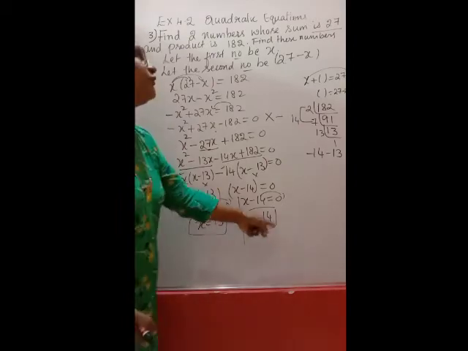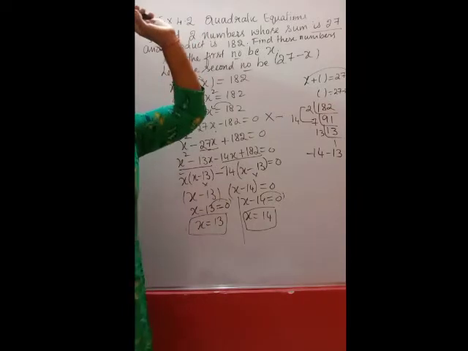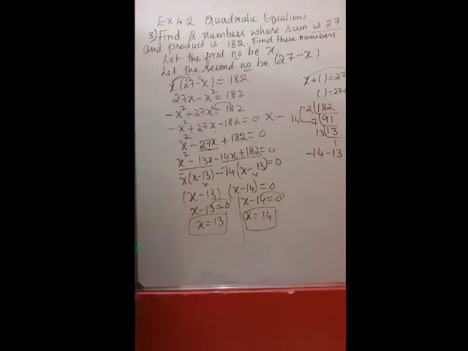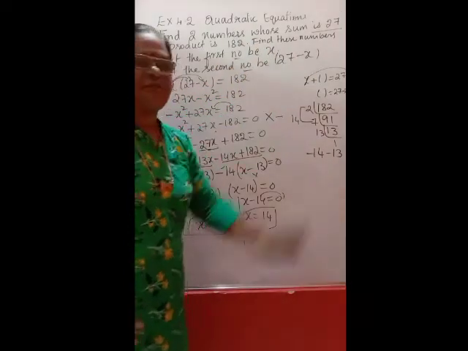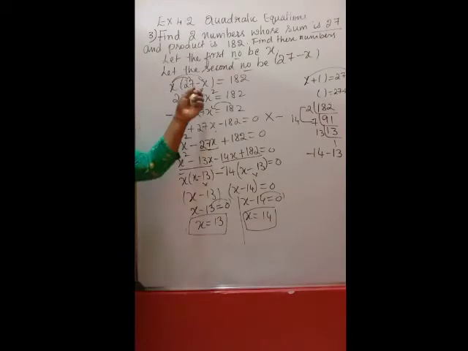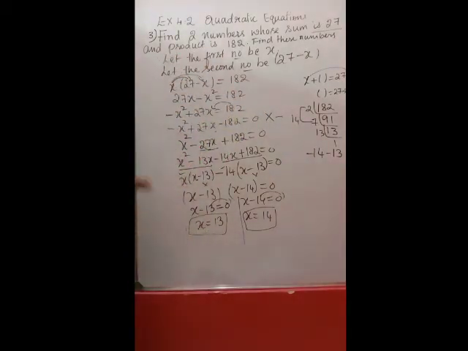See, when you add 13 and 14 you will get 27. When you take the product of these two you will get 182. Okay, this is how you can solve the problems. Simply, first you have to take one number x, second number 27 minus x. Take the product of these two, equate it to 182. After equating, next steps will be like this.